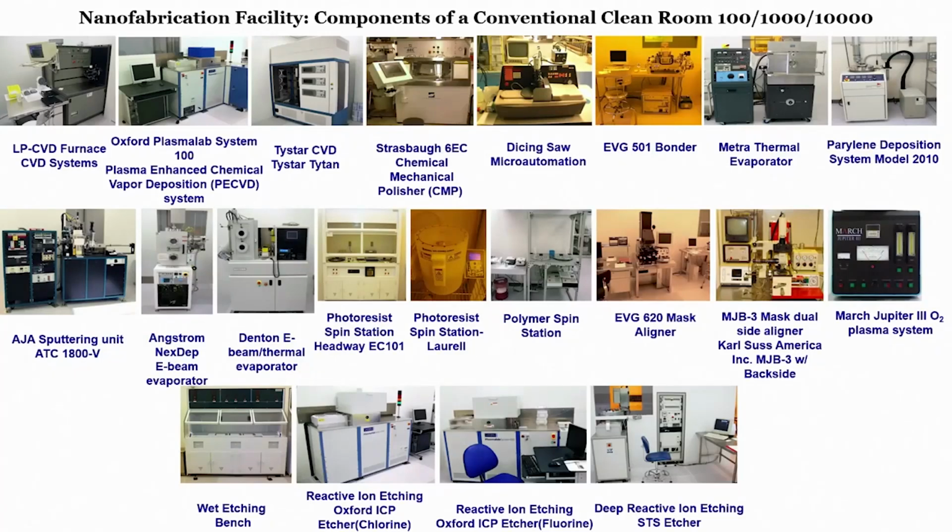Now, generally when you see a fab lab, in a conventional clean room facility, which is 100, 1000, 10,000, right, you will find several pieces of equipment such as LPCVD. We have just talked about CVD, chemical vapor deposition, low pressure chemical vapor deposition. There is a PECVD which you can see here, from Oxford, I think, yes, it is from Oxford. Then we have Tystar CVD for your wet oxidation, dry oxidation.